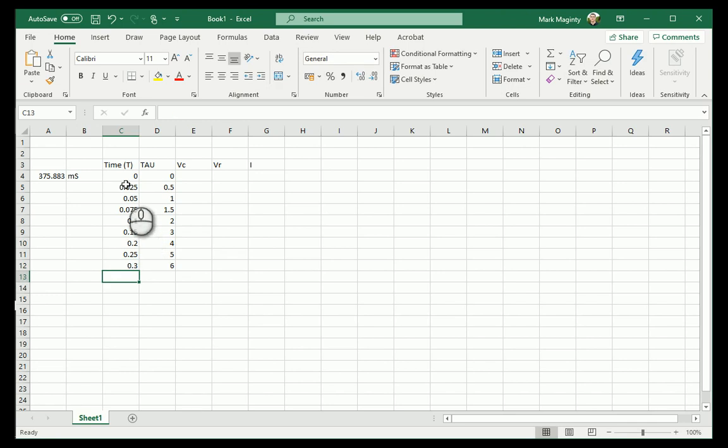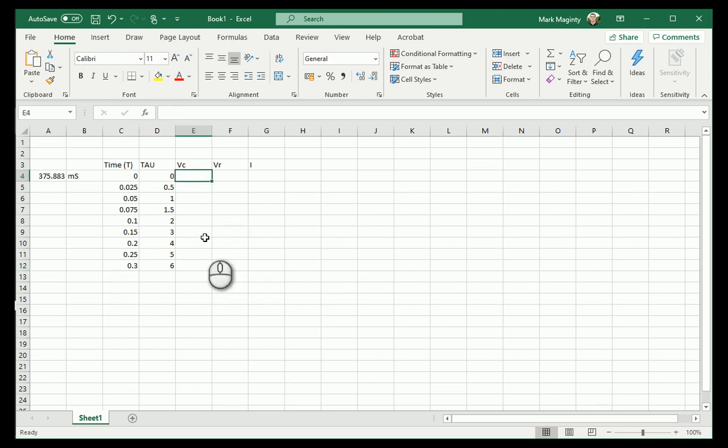Okay, so what we have time-wise is our augmented time starting from zero. Half a tau is 0.025 seconds. One tau, which is 50 milliseconds, is 0.05. And then one and a half tau will be 0.075, and so on. Two tau is 0.1, leading up to six tau is 0.3 seconds after we originally turned this circuit on.